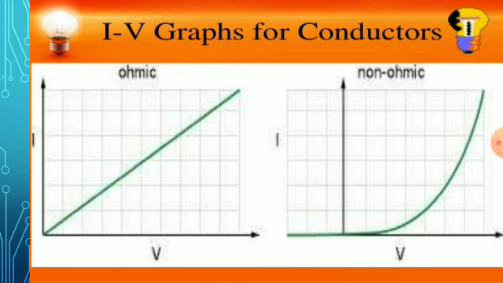And the next graph we are getting as a curve. So here V and I are not directly proportional. So those conductors are called non-ohmic conductors.